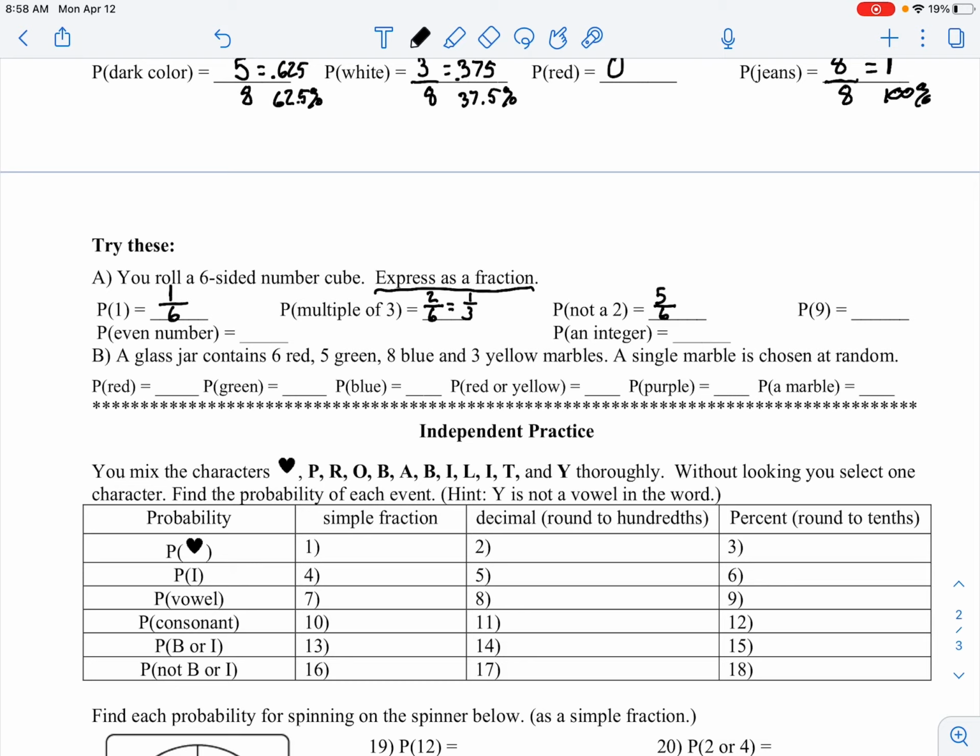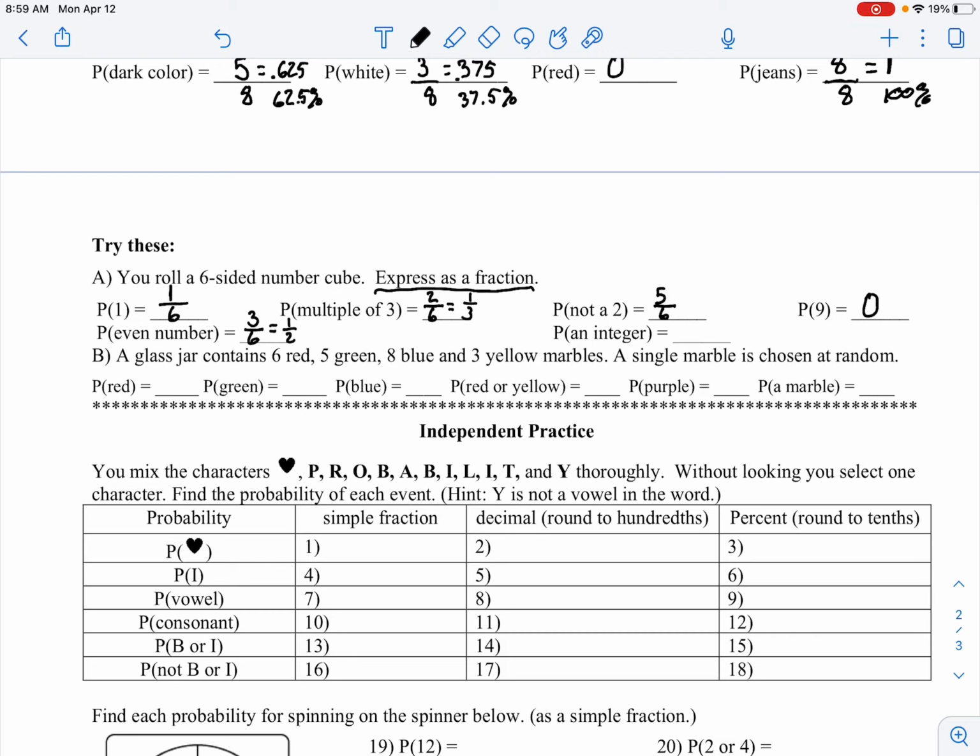Probability of 9. Well, does 9 exist on a die, a regular 1 through 6 die? It does not. So that is an impossible situation here. So we're going to call that 0. And then probability of rolling an even number. Well, there's still 6 altogether. And our evens, we have 2, 4, and 6, which gives us 3 possibilities. Remember, always reduce your fractions. That's going to be 1/2.